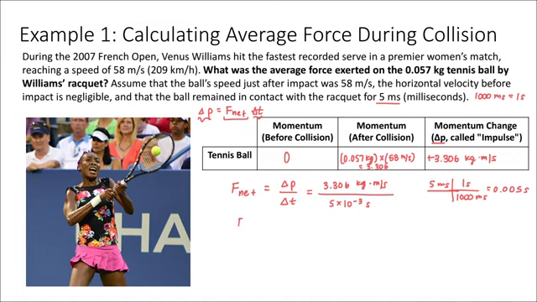Plugging that in, you will get a net force of 661.2 newtons. So that is the average force that Venus Williams' racket exerted on the tennis ball during her serve. All right, let's take a look at another example.